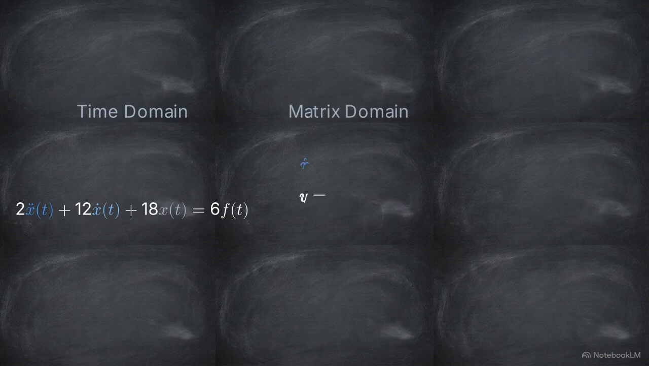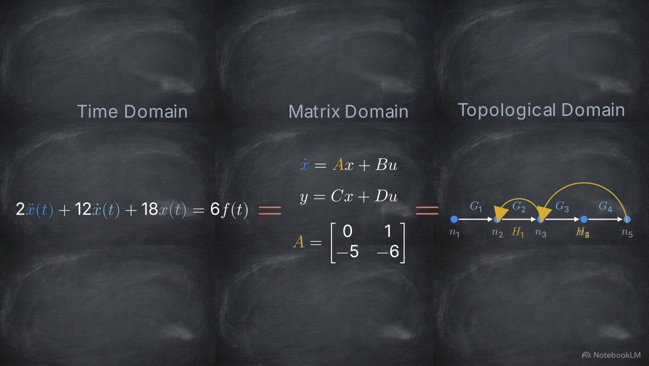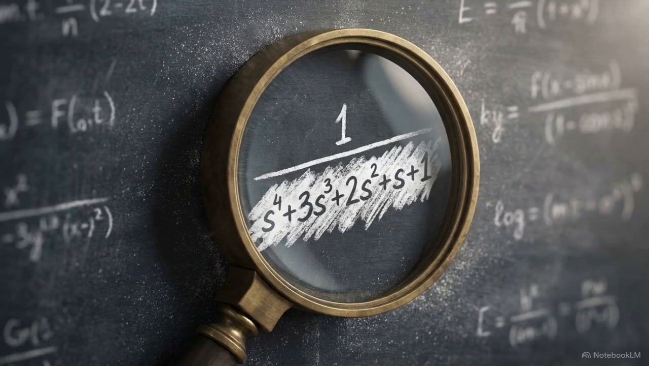The first method is the time domain, tracking system changes second by second using coupled ordinary differential equations. The second operates in the matrix domain, using state space representations to organize variables into arrays. The third is topological, mapping architecture using signal flow graphs. These three domains look mathematically distinct, but they are perfectly interchangeable. We are going to trace one specific mathematical property, the characteristic equation, across all three domains to verify that equivalence.